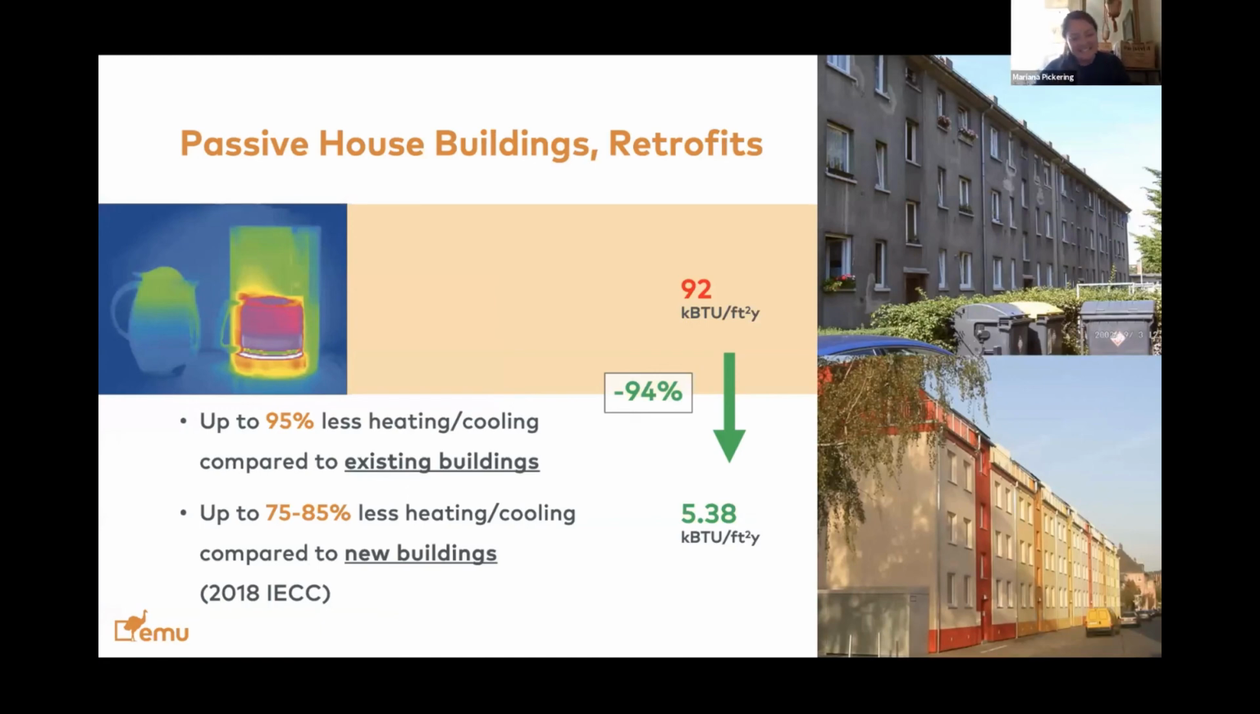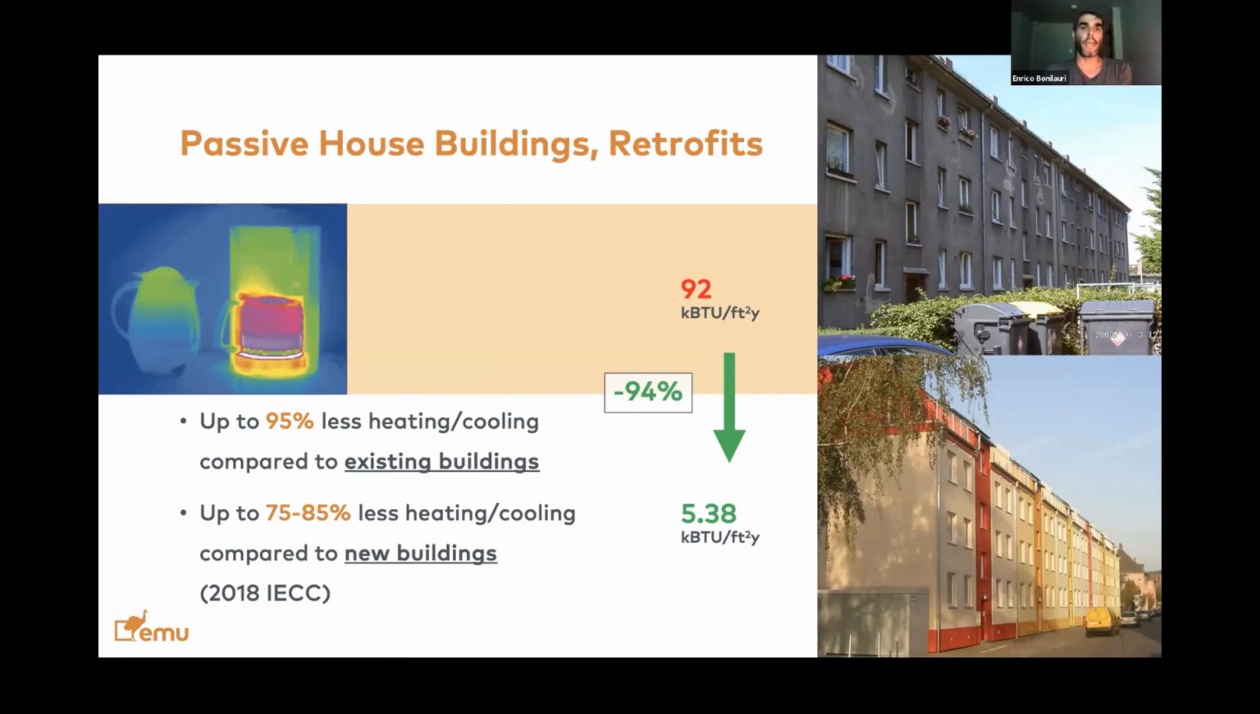Yeah. So in this building, a deep energy retrofit, the need for heating and cooling was reduced by 94% compared to the condition before the retrofit. So there's an incredible potential for improvement in retrofitting buildings to the passive house standard or to the EnerPHit standard.